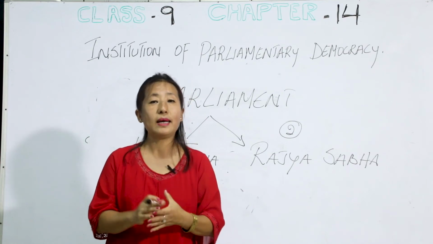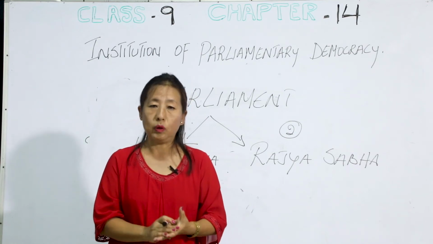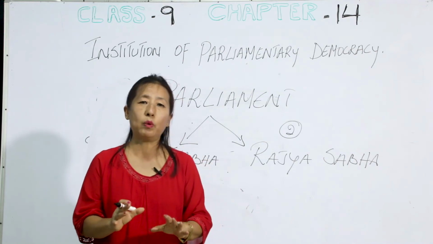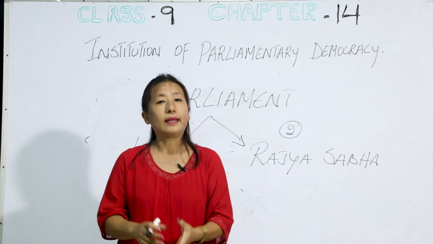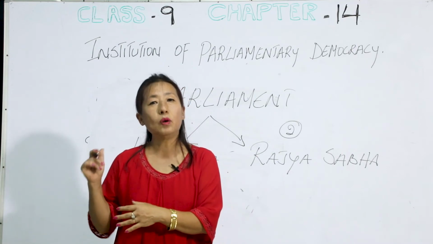Only the Lok Sabha has the power to pass the law. The Rajya Sabha doesn't have any power in money matters. So that is also one reason.